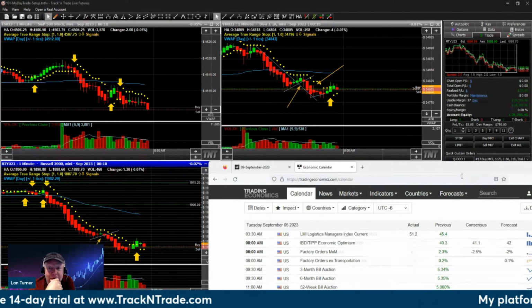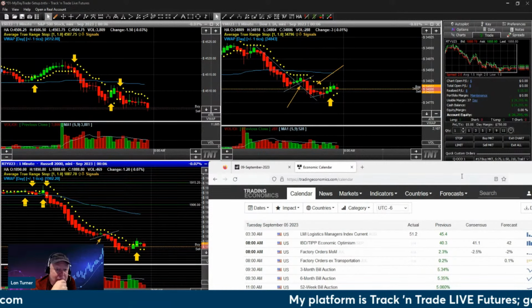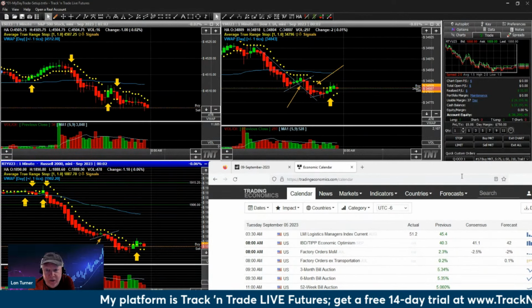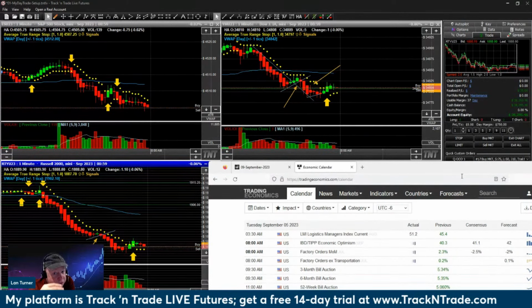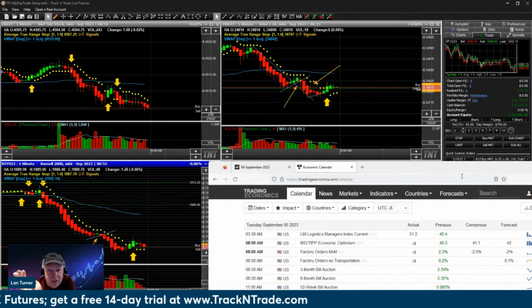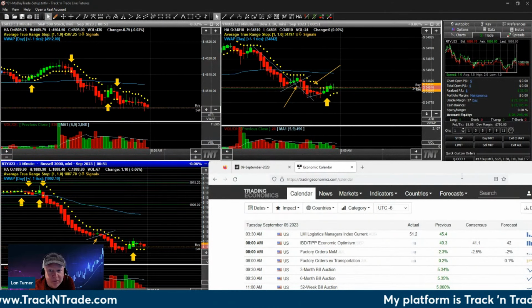Okay, we're getting another pullback on the Dow. Now the question is, is that going to be another downtrend? Is it just another downtrend, or is it continuation of the uptrend? Should be a continuation of the uptrend. But look at the Russell and the S&P falling.